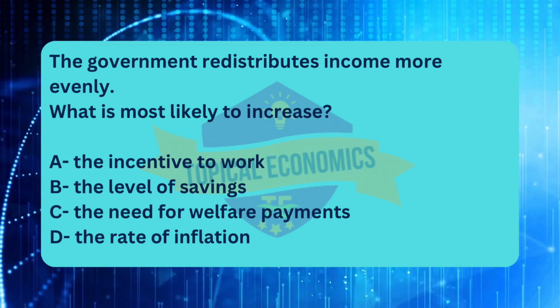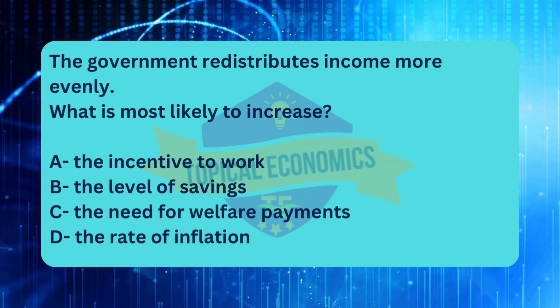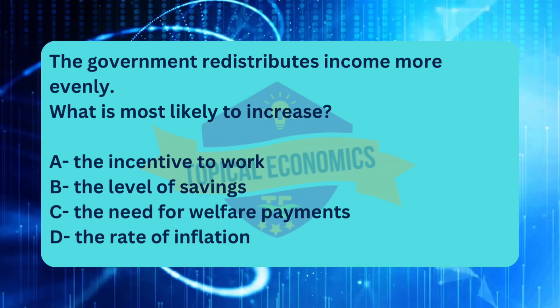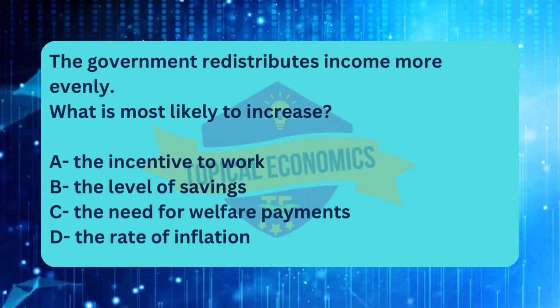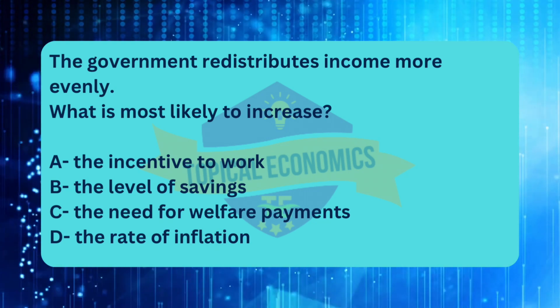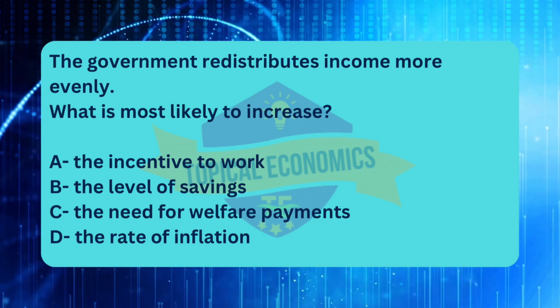Next, option B. The level of savings. Redistributing income more evenly could reduce savings for wealthier individuals who are taxed more, while increasing savings for poorer individuals who may now have more disposable income. However, there isn't a clear-cut link to savings overall, making this a less likely outcome.